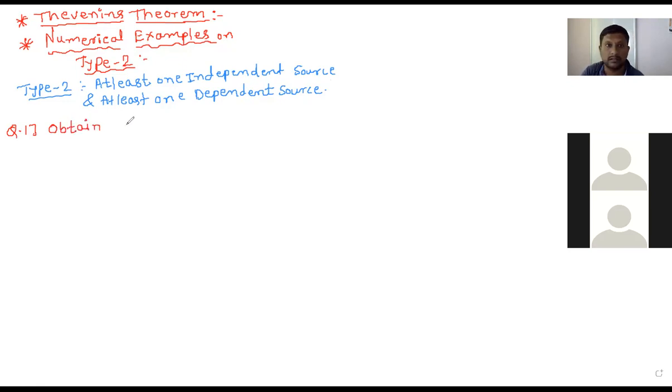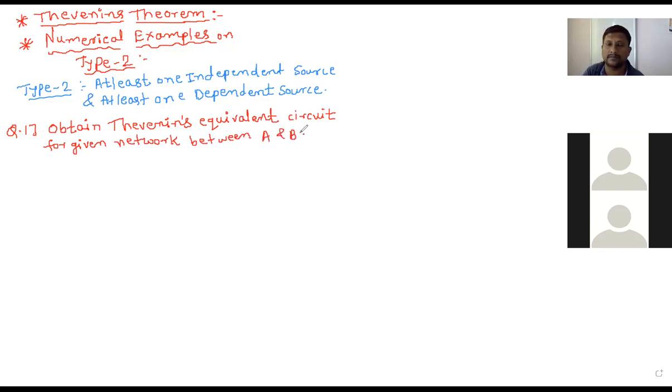Obtain Thevenin's equivalent circuit for the given network between terminals A and B. So this is a simple question. They are just asking to determine the Thevenin's equivalent circuit between two terminals A and B.